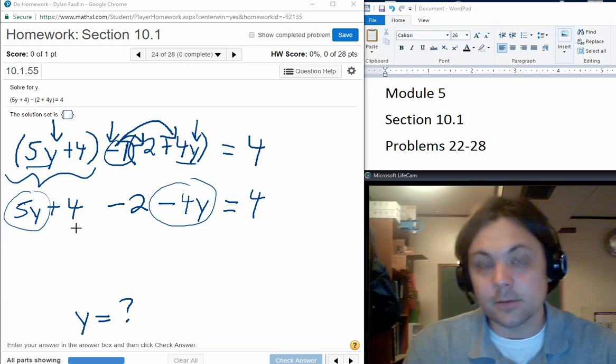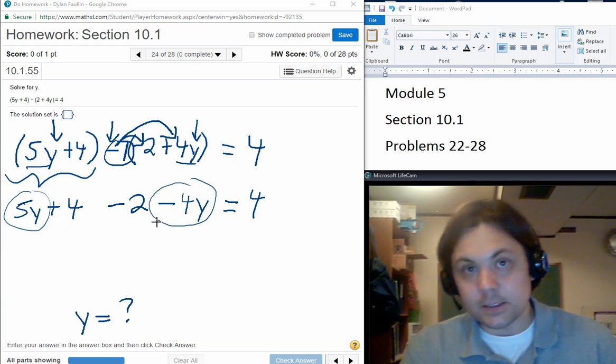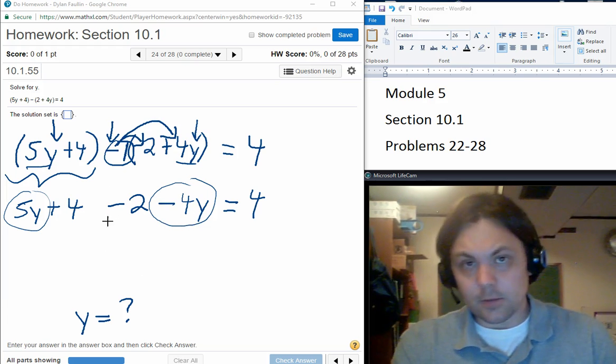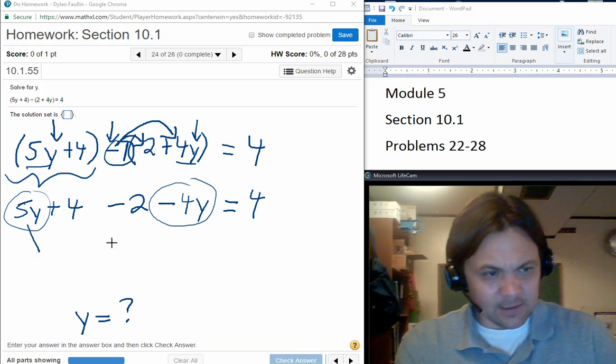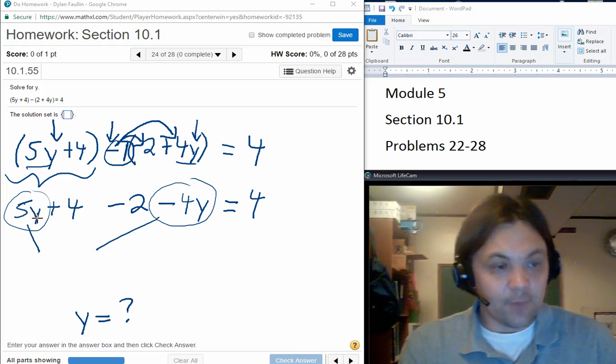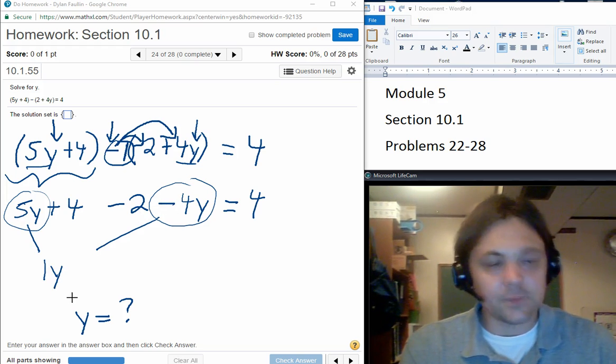I have a 5y and I have a minus 4y. These are like terms, and even though there's a couple of numbers in the way in between the two of them, because they're already both on the left-hand side, I can just ignore those. I just combine these together, as if the 4 and the 2 aren't even there. We get 5y minus 4y, which is 1y, right? 5 minus 4 is 1.